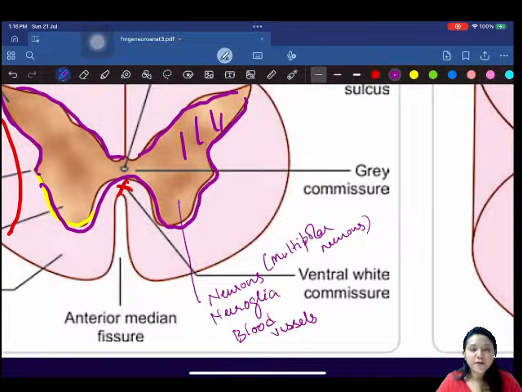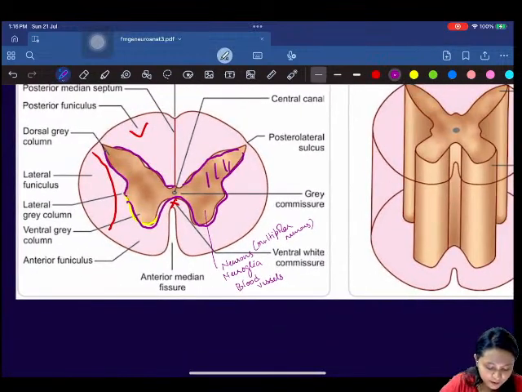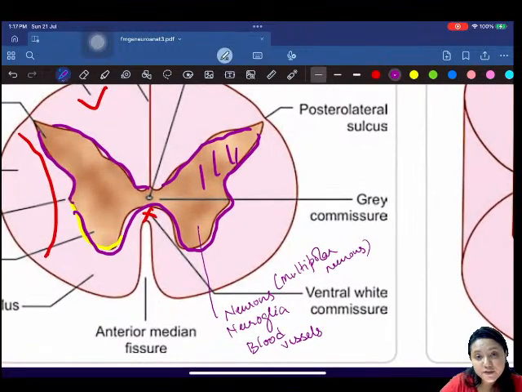Okay, these are the multipolar neurons, which are more in the anterior horn than the posterior horn. Now neuroglia: you have the oligodendrocytes and the Schwann cells. These are the neuroglia, and you will get the blood vessels. You also have certain nuclei. That one we'll discuss someday, the Clark's column and all.